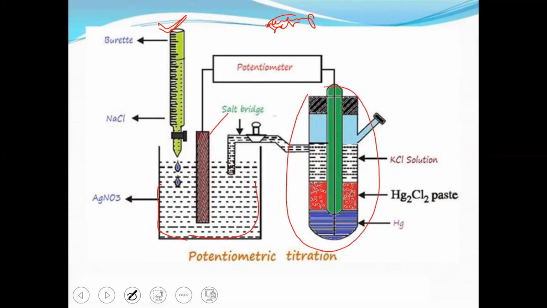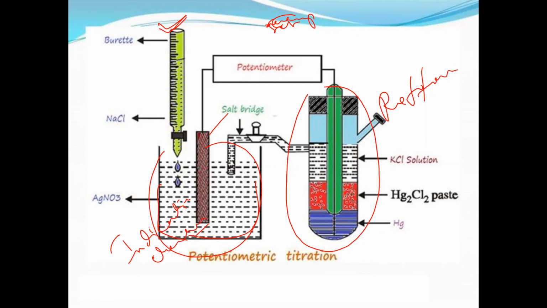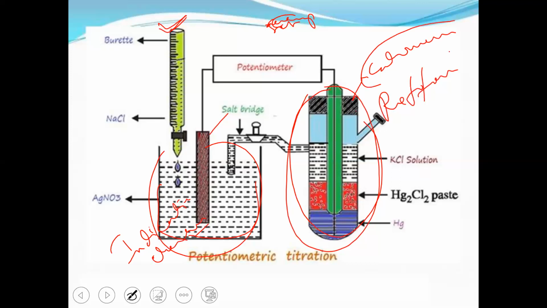See this, this is a reference electrode. And what is this? This is the indicator electrode. This electrode will act as an indicator electrode. And this is a reference electrode. Commonly, in the potentiometric titration, we take a calomel electrode. So in this titration, the calomel electrode will act as a reference electrode.